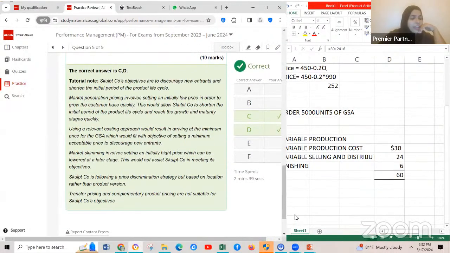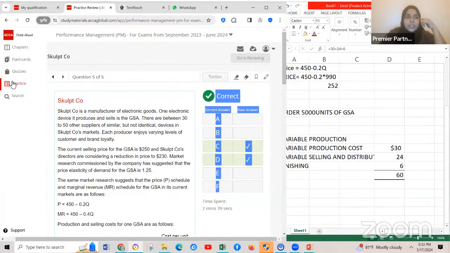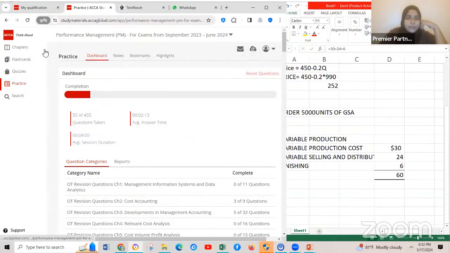I'll just tell you why the others are wrong. Market penetration involves setting an initially low price, and then, once the customers get okay with the product, you increase. Relevant costing would result in arriving at a minimum price as well. Even relevant costing is used to calculate a minimum price. So that is also likely to be the answer. Now, transfer pricing and all, here it's not selling between divisions, right? For the answer to be transfer pricing, there is no way.